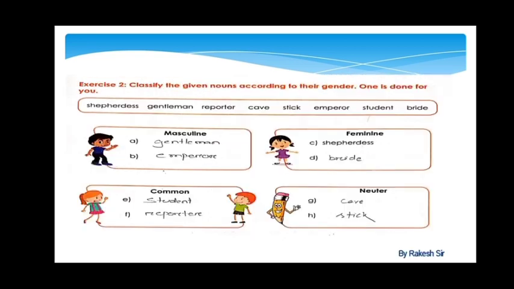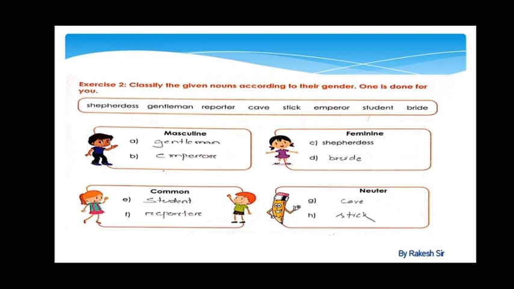Now we will move to the second exercise. Classify the given nouns according to their gender. You can see: sir, madam, gentleman, reporter, calf, stick, emperor, student, bride. What you will do is identify all the genders according to the given sections. That means masculine, feminine, common and neuter are given.